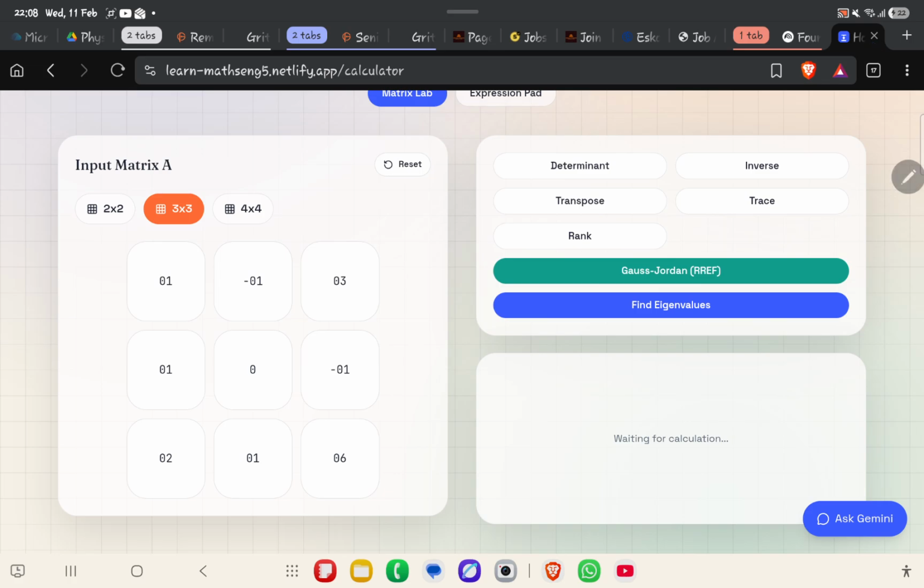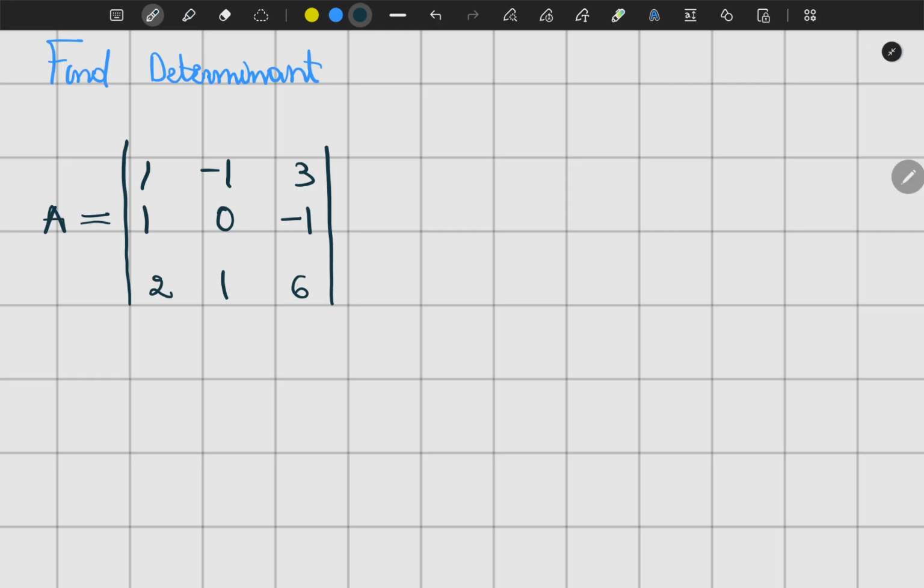Okay, so we got this matrix. Just to know the answer, it's actually 12. Now let's do our calculations and compare them. We should get this answer. This is the right answer for this question. Now let's go solve our question.